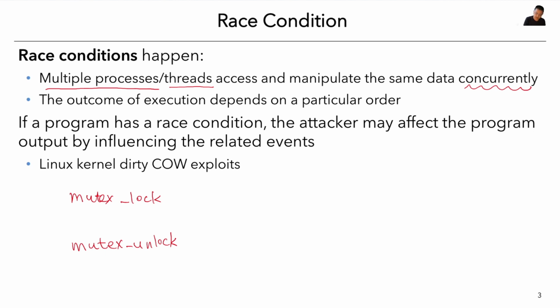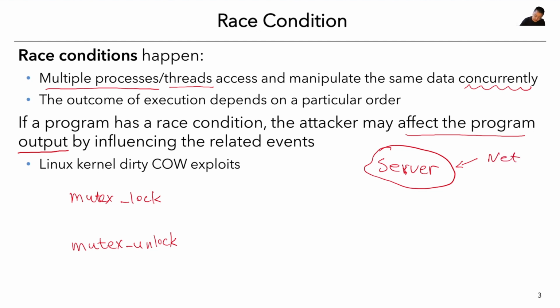If your program has a race condition, the attacker may affect the program output by influencing the related events. There are many ways to affect a program's execution. For example, if we have a server, the server will accept network input, right? And it could also have a lot of timers and other processes.